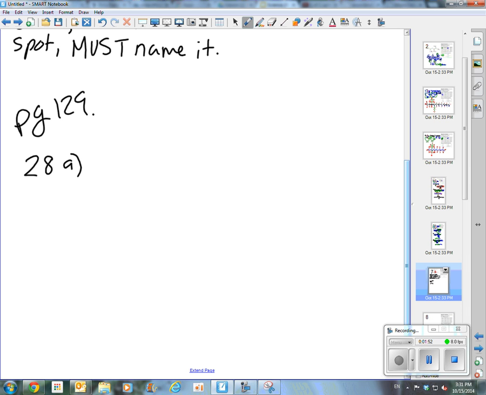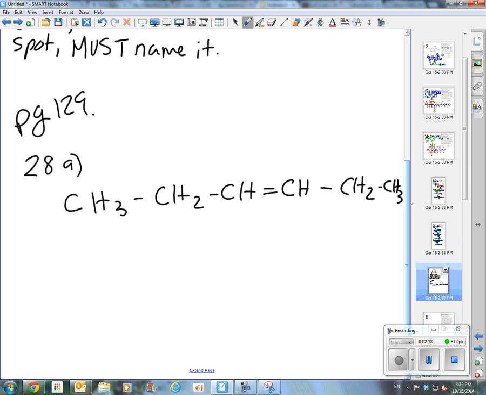So here we go. 28A has something quite simple. It's got a compound that looks like this. Sorry, I kind of ran out of room there. So this is what the compound looks like. Note here that I've got a double bond. So I need to number this hydrocarbon such that that double bond is in the lowest spot.